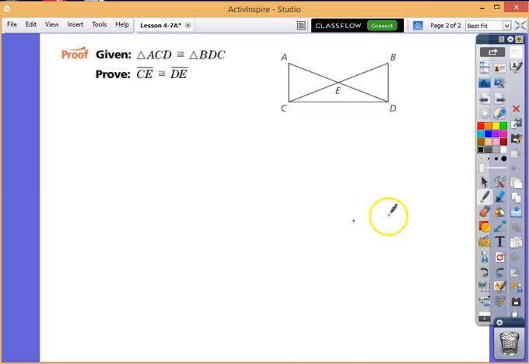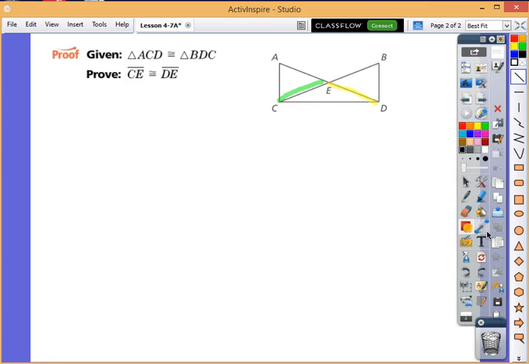Sometimes it's good to be able to look at a proof and analyze where you're going. The goal of this proof, or the proof statement, is that we prove that the green line is congruent to the yellow line. And we start out knowing that this whole big triangle over here is congruent to this whole big triangle over here. So maybe the first thing I might want to do is make some auxiliary drawings. And yeah, I heard somebody yell CPCTC, so that's probably going to be a clue in how to handle this proof.